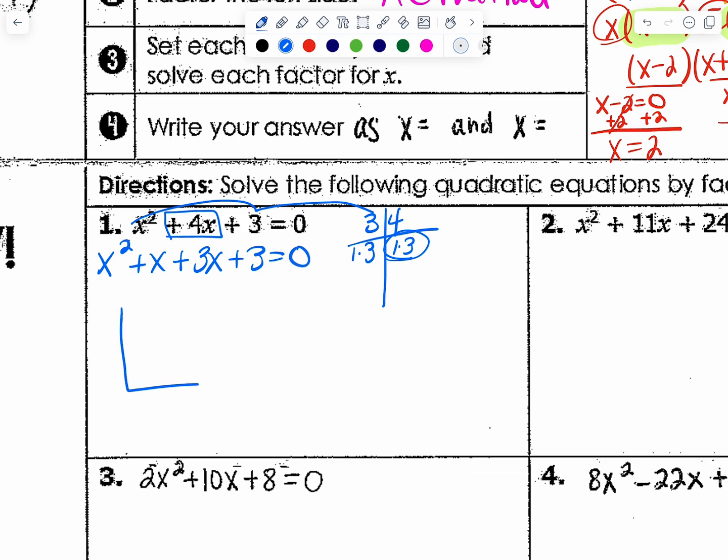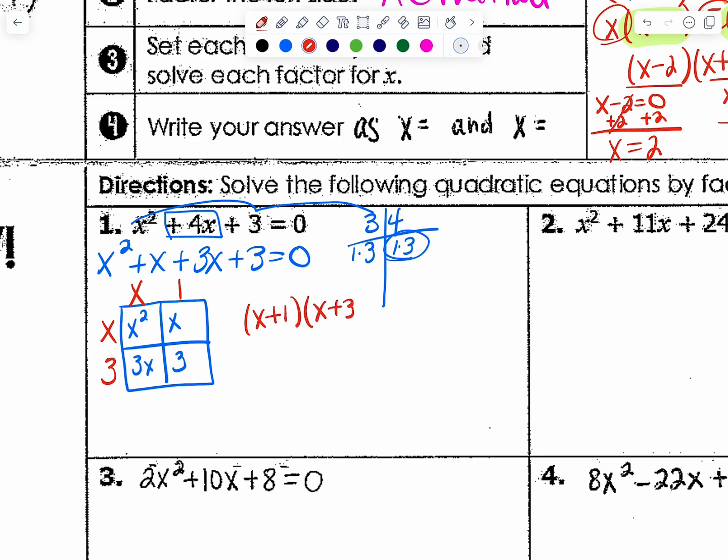All right, I'm going to do this one by box. So these 4 terms go inside the box. And I am looking for what they have in common. Looking at the first column, they have an x in common. X and 3, they have nothing in common, so I bring out a 1. X squared and x, they have an x in common. And 3x and 3, they have a 3 in common. So I have x plus 1, x plus 3 equals 0.